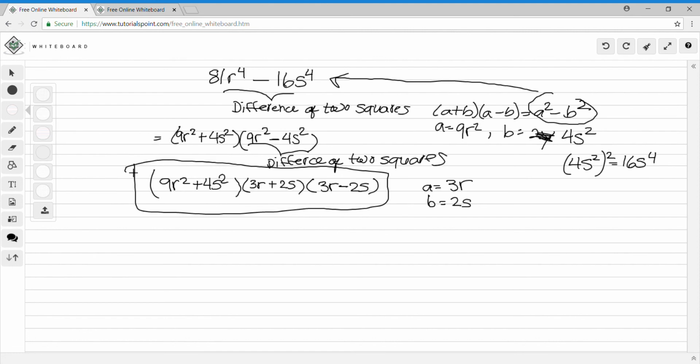So this section is just college algebra review, and this is factoring and expanding polynomials.